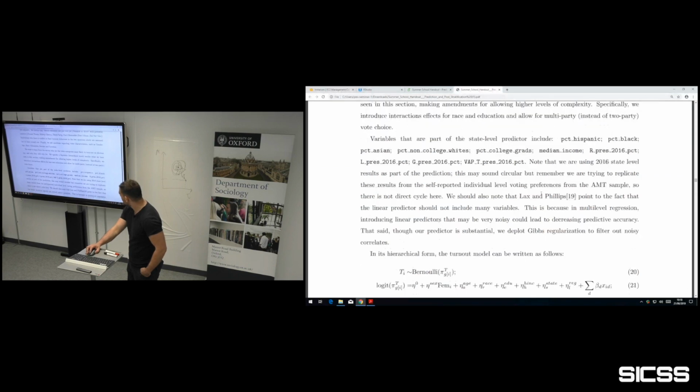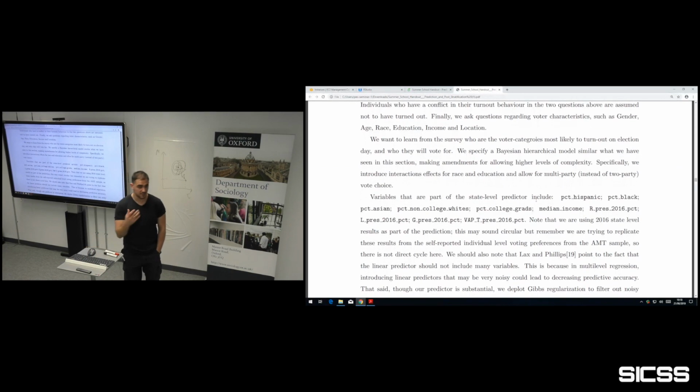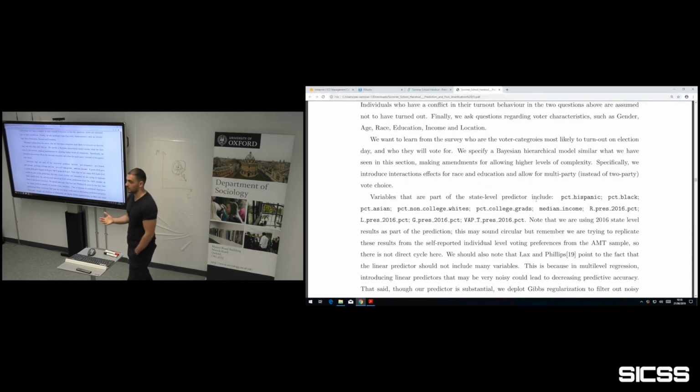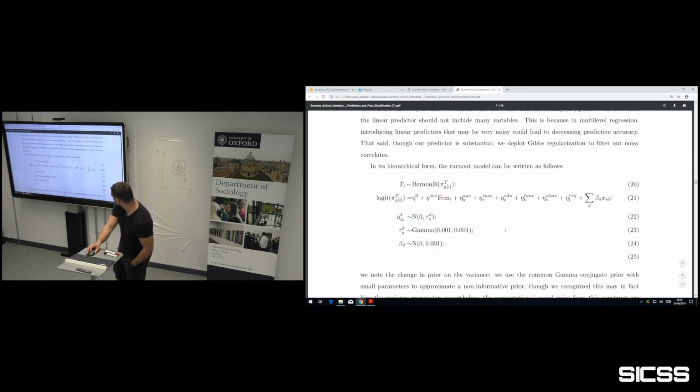And we ask for a bunch of categories. We ask for a bunch of information. So we ask for, as I said, vote choice and turnout behavior in 2016, but also some individual level characteristics. So like, oh no, sorry, these are not the individual level characteristics. This is the state.